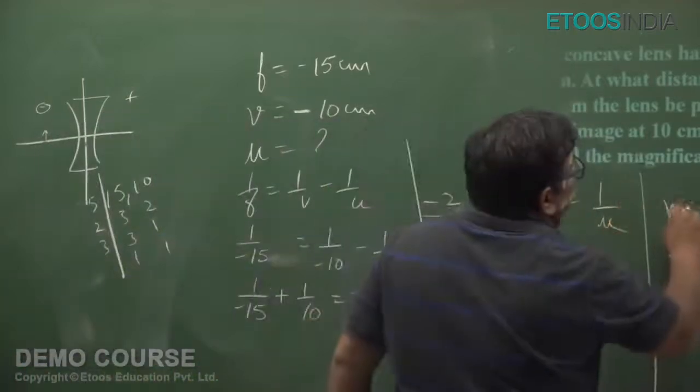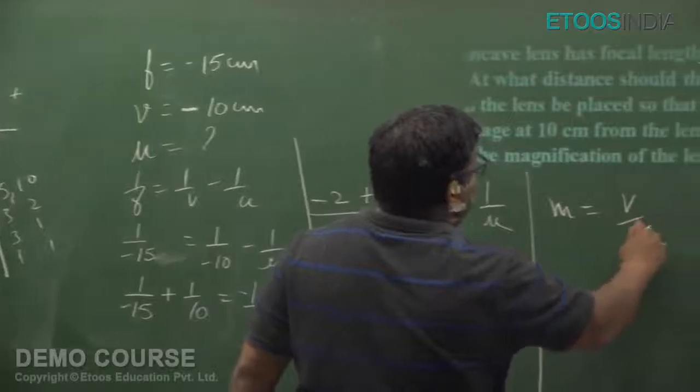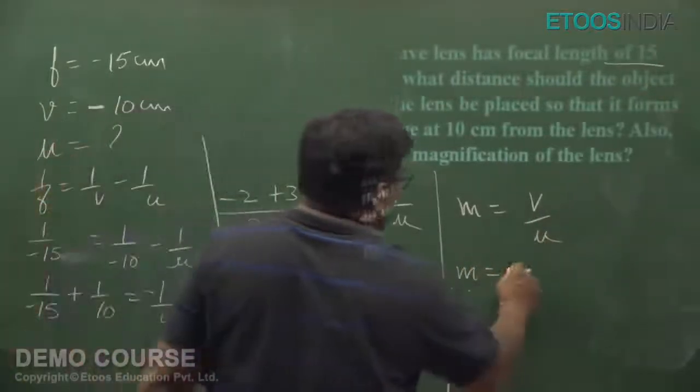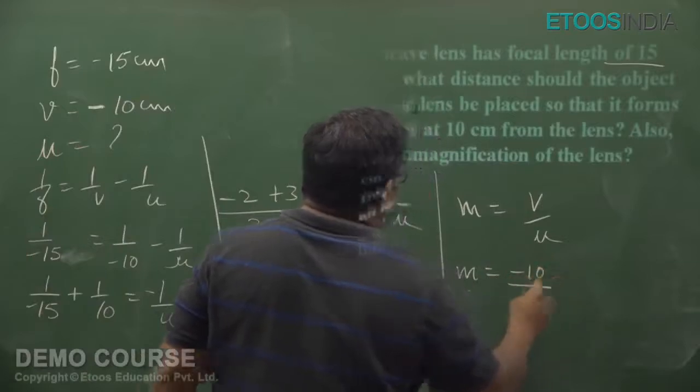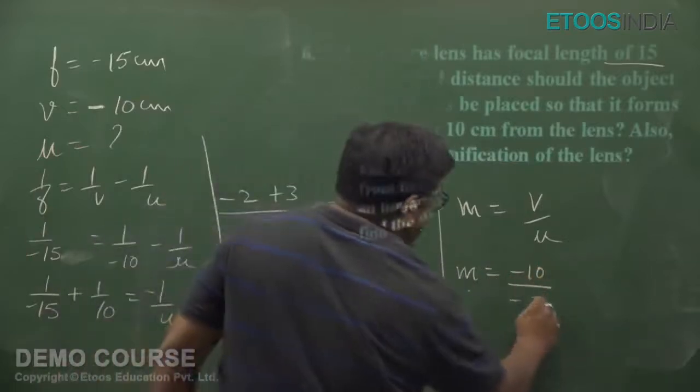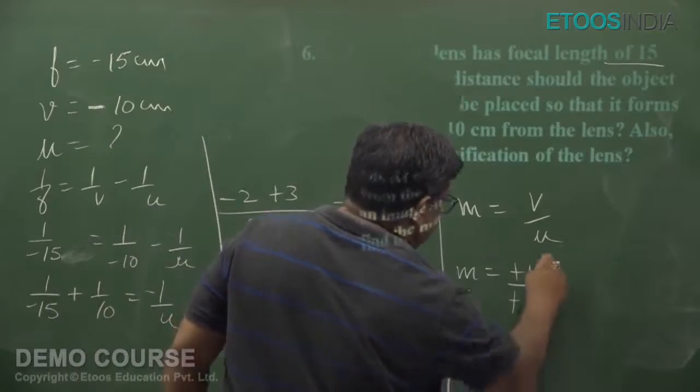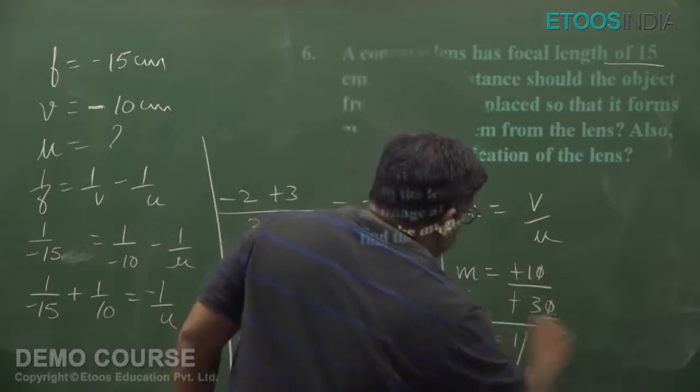So what is the formula of magnification? It is only v by u. So m is equal to, what is the value of v here? It's minus 10 upon minus 30. So the answer is 1 upon 3.